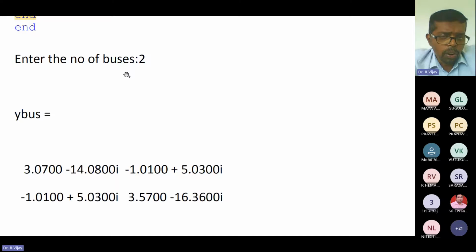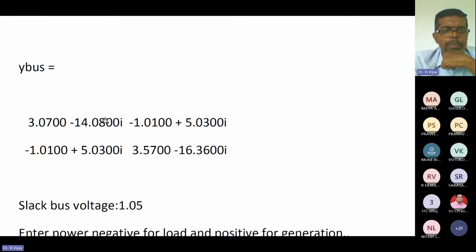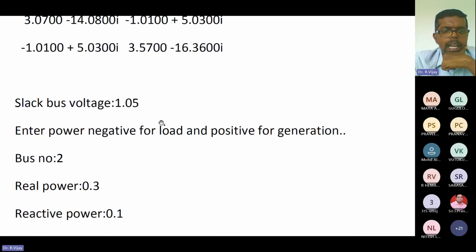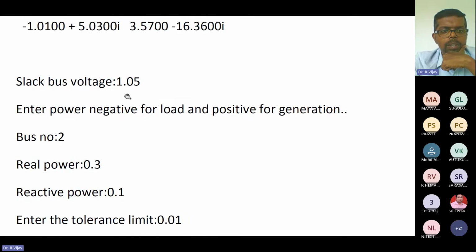As I said before, you can also go for more buses. The thing is that the for loop will increase, the number of sizes in the for loop will increase, and the matrix multiplication also becomes more complex. So what we did is we have taken the number of buses as 2 here. Then automatically the YBus, already given in the problem. Next is the slack bus voltage, you need to enter as 1.05.